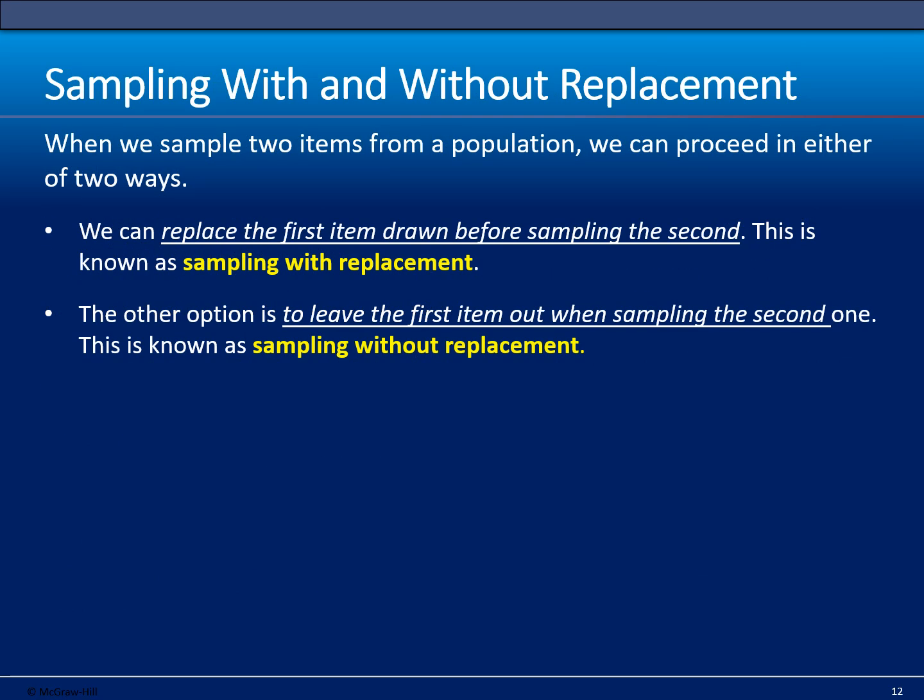When we sample two items from a population, we can proceed in either one of two ways. We can replace the first item drawn before sampling the second. This is known as sampling with replacement. We'll look at some examples in a minute.